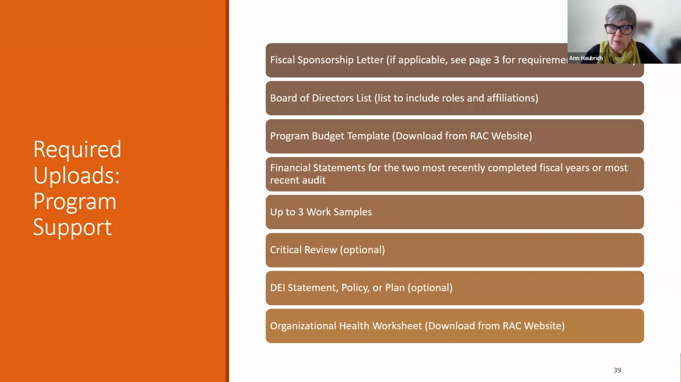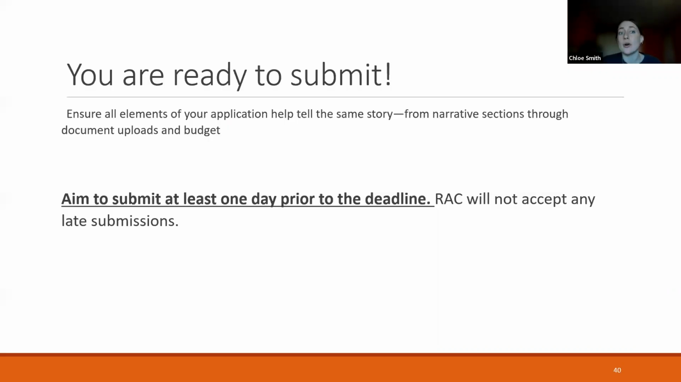You can include up to 3 work samples. You can include a critical review if you have one and if you want to. If it's a good review, maybe you don't want a bad review up there. Any review gets you publicity, though. Also, we're asking that you supply us with a DEI, a diversity, equity, and inclusion statement, if you have one, a statement, policy, or plan. And then there is also an organizational health worksheet, which you download from the RAC website. Very basic questions about your capacity and your operations. Yes. And so once you've completed all of your narratives and answered all your questions and uploaded all of the required uploads, you are ready to submit.